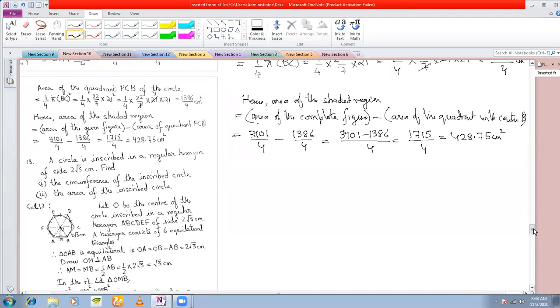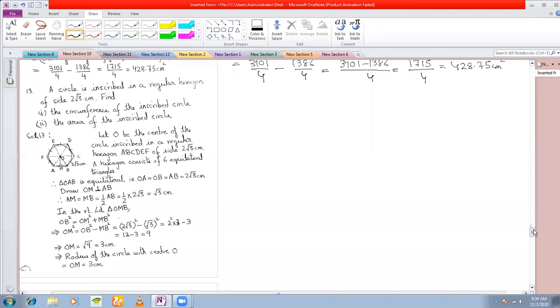Moving on to the next question. In fact, this question here is something to understand. What is the hexagon? If you remember in the last class, I told you that hexagon is nothing but a polygon having 6 sides. Sir, polygon with 6 sides. And this is a regular hexagon here that we are talking about. Okay. And within this regular hexagon, they have inscribed a circle.